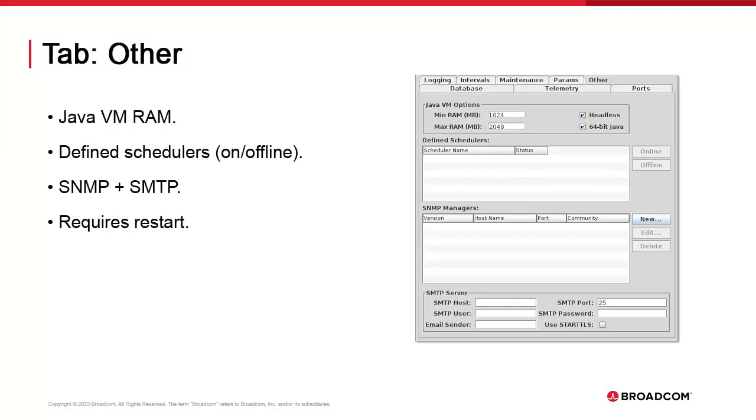Finally, we have tab Other, in which we can set the Java Virtual Machine RAM settings based on the quantity of data you have to manage and the performance you expect from the web interfaces. You can also take active schedulers offline the same way you do in the web interfaces. You can define the SNMP service and the SMTP server. All of these require active AAI restarts.